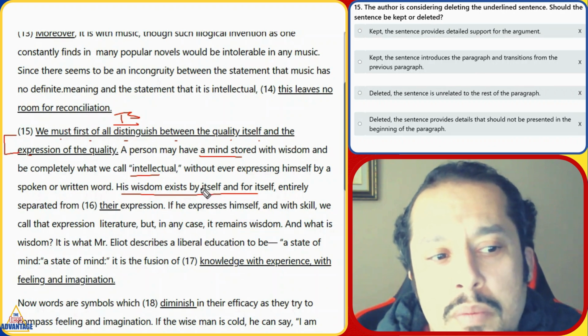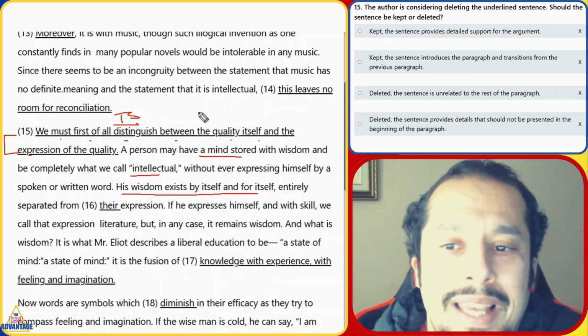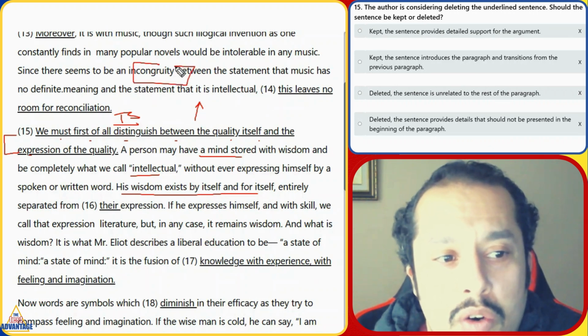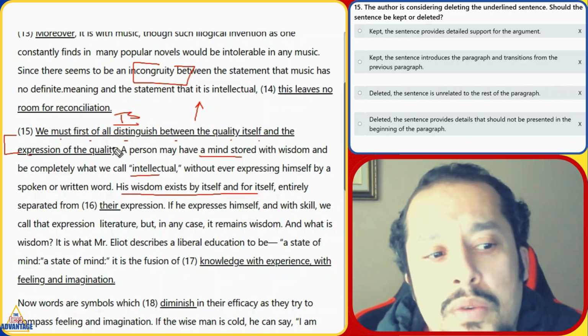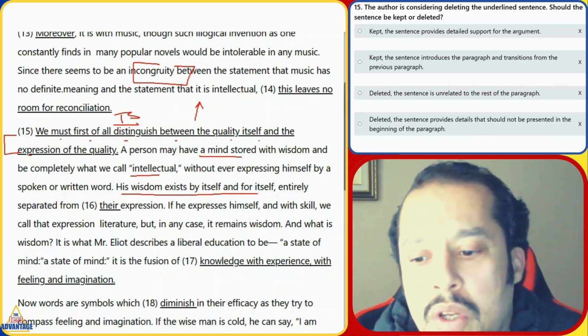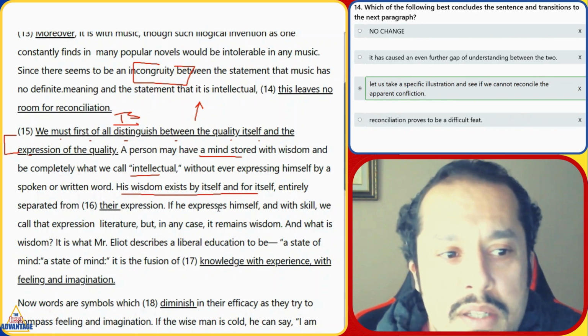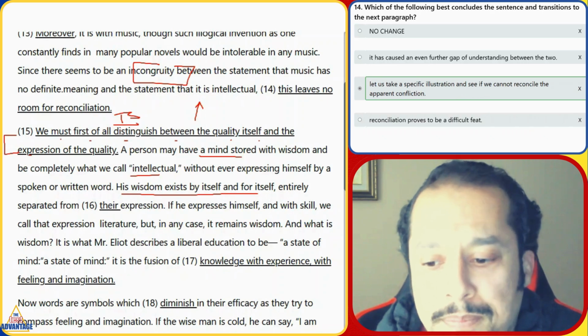About the transitions from the previous paragraph, it can بيتكلم عن incongruity. If you remember here, where we discussed the incongruity. And the incongruity here, it tells us, well, number 14, احنا قلنا, let's give a specific illustration to reconcile this incongruity.